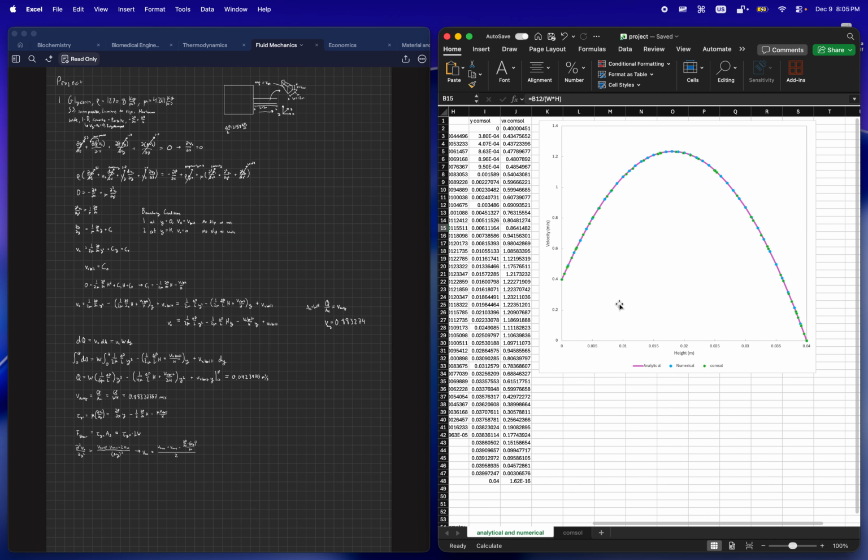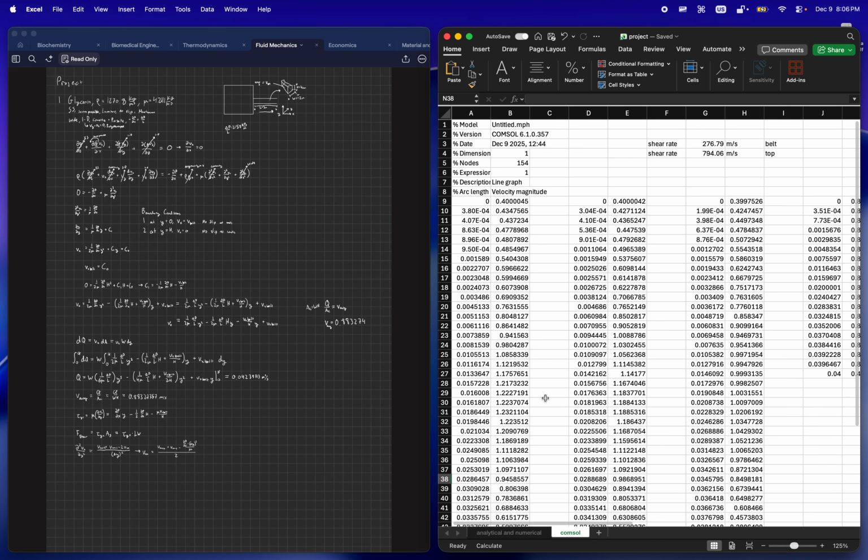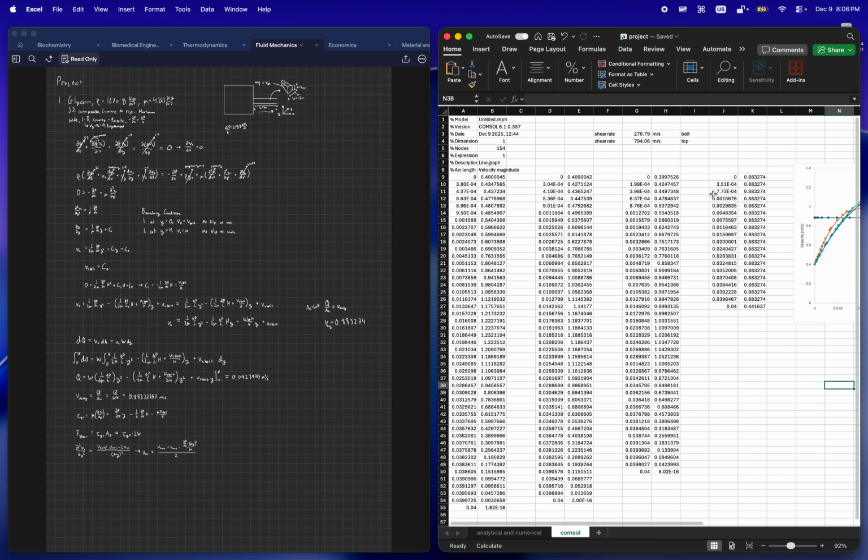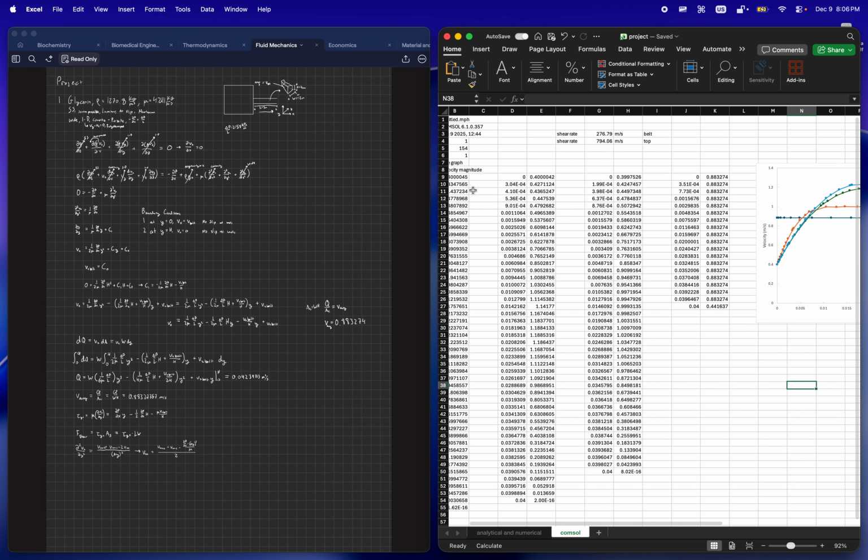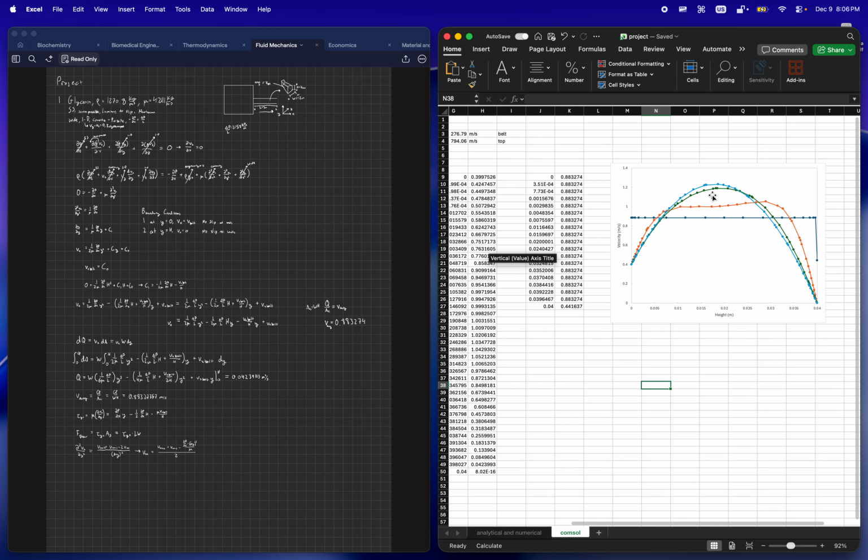Over here is the velocity profile. Here's the analytical as a line, and then numerical and COMSOL data points plotted on top of it. They're a pretty good fit. They're almost exact, I think. Here's the COMSOL page. I have 4 velocity profiles. These 3 were developing, and this one was fully developed. You can see that here.